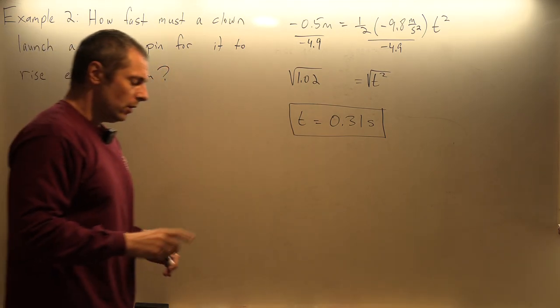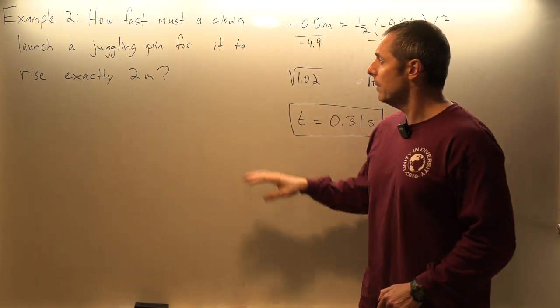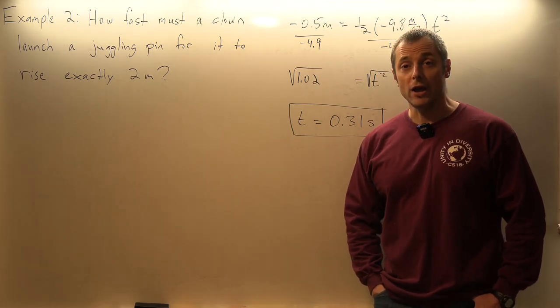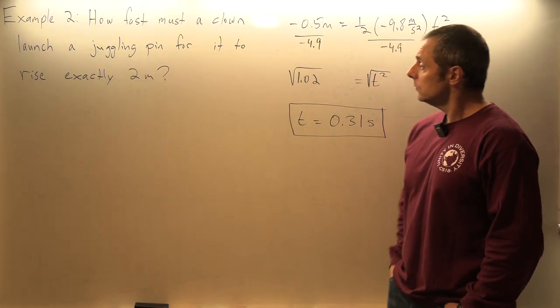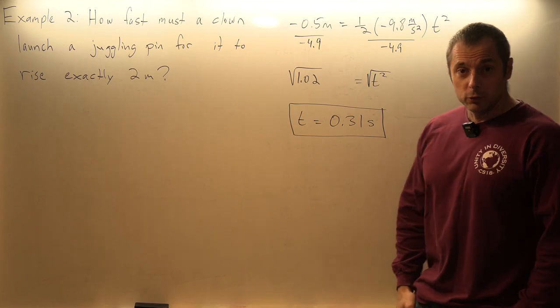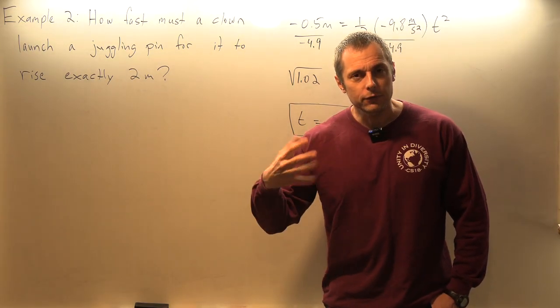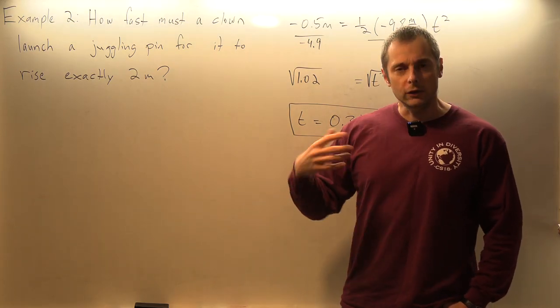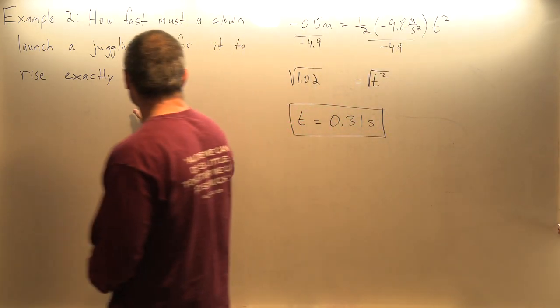So again, only one piece of information given in this problem. How fast must a clown launch a juggling pin for it to rise exactly 2 meters? So we have to once again write down all the information that we are given plus what we know about free fall and then look for a formula.